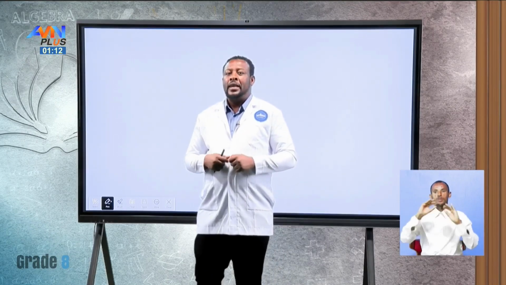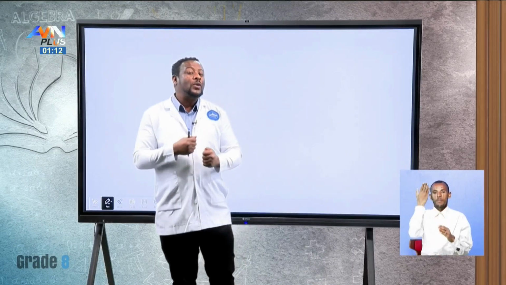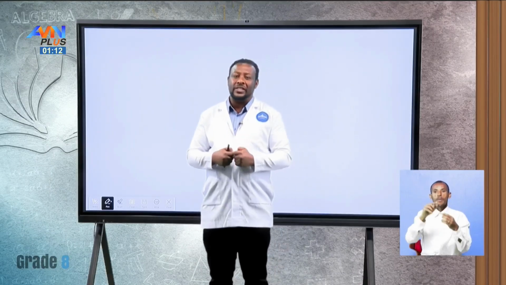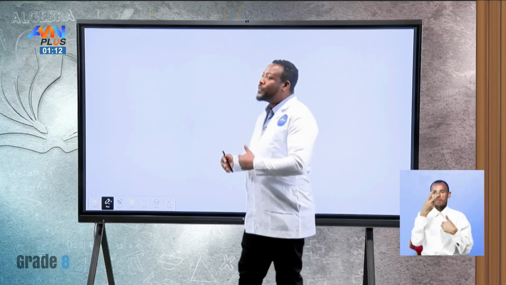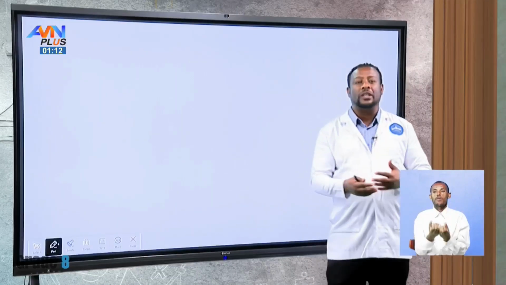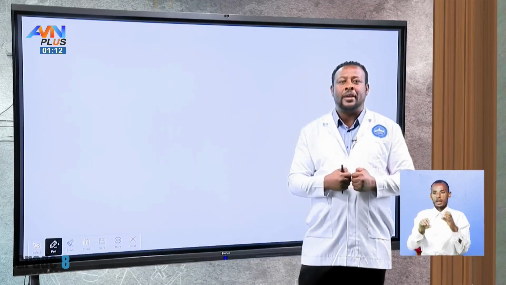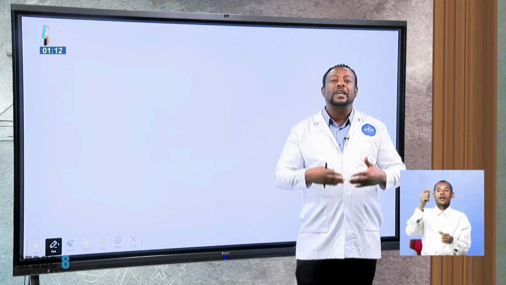All right. So in our previous lesson, we have seen the third unit of grade 8 mathematics, which is about linear equations and inequalities. And we have seen the first part of the third unit, which was about the Cartesian coordinate system. Do you remember what the Cartesian coordinate system is?